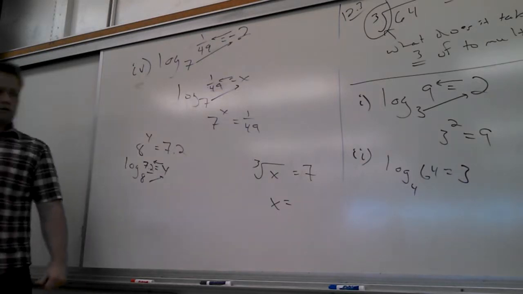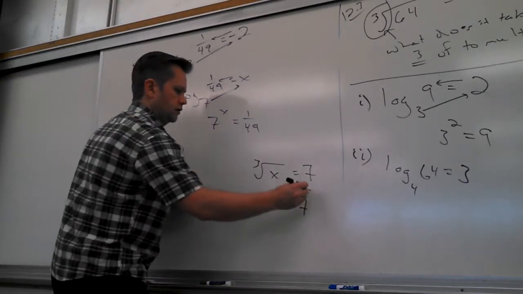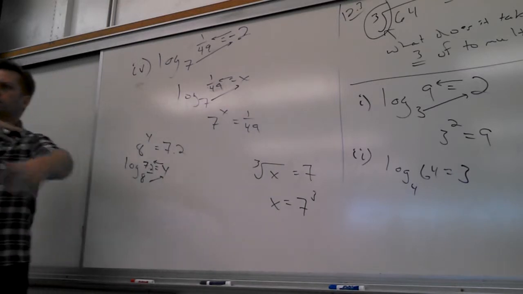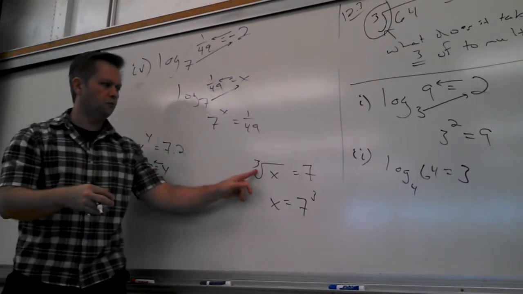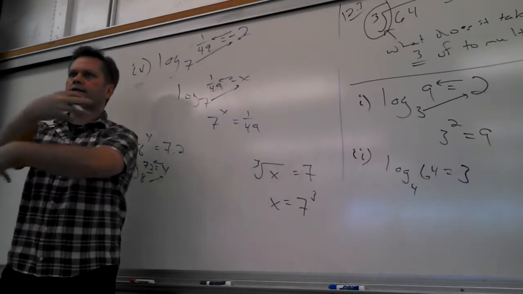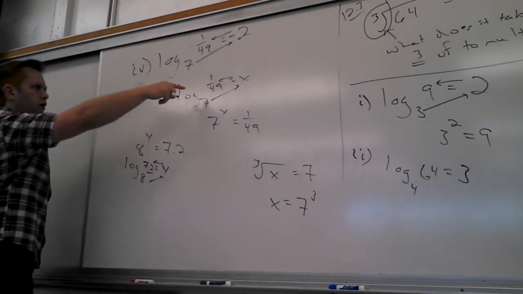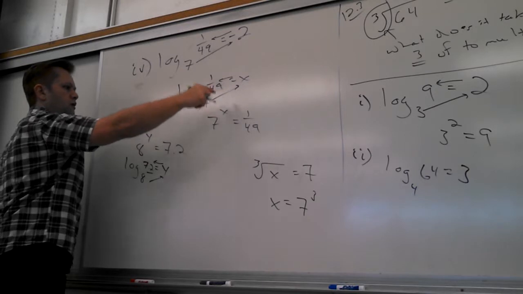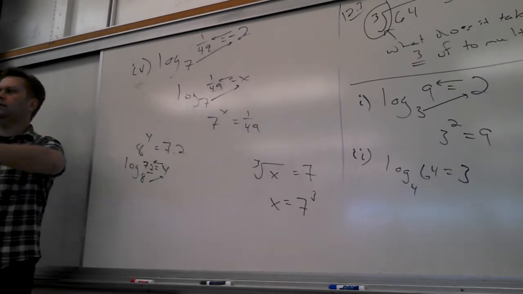You can write it as x equals 7 to the third. Right? I mean, those are 2 different ways. I can write it in radical form or I can write the statement in power form. They both represent the exact same idea. That's all I'm doing here is, this is in logarithmic form, this is in exponential form. That's all. It's the same question.